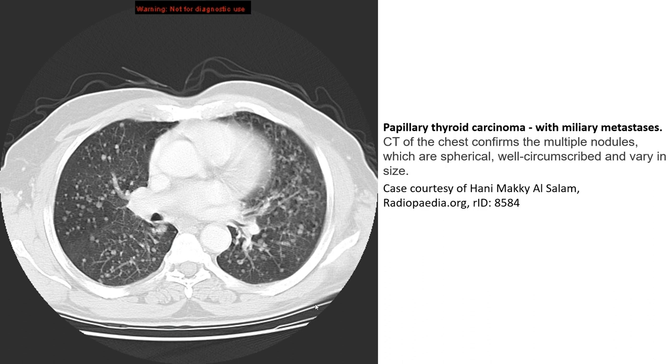The second case is the case of papillary thyroid carcinoma with lung metastasis, showing the appearance of multiple nodules, which are spherical, well circumscribed, and vary in size.